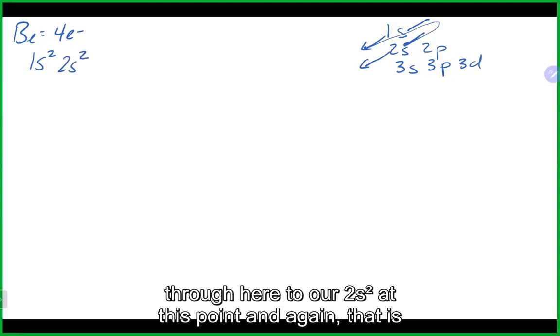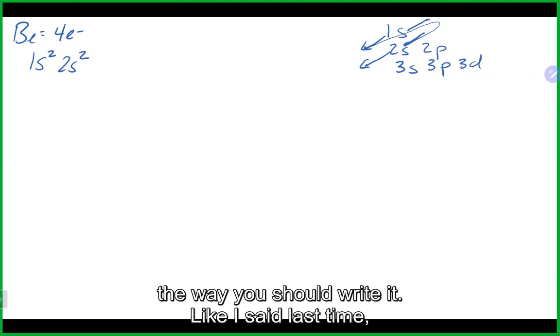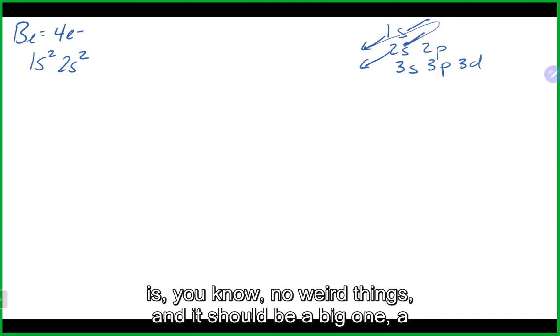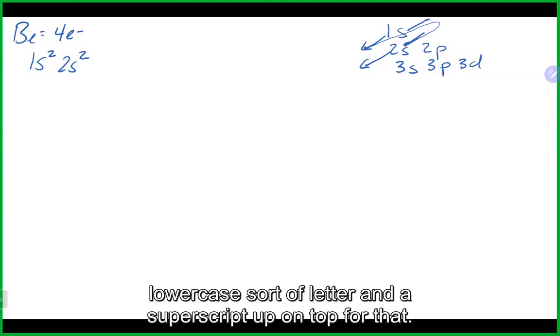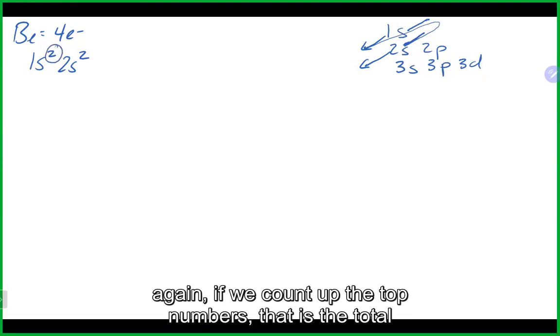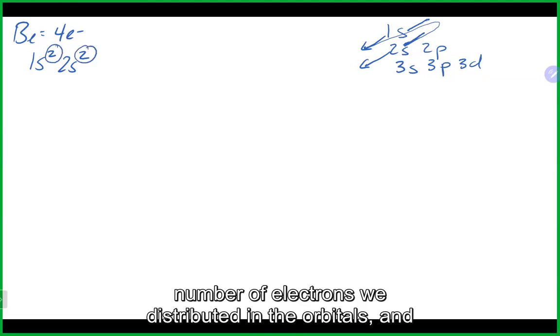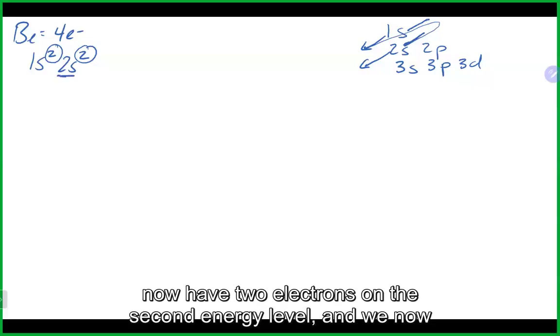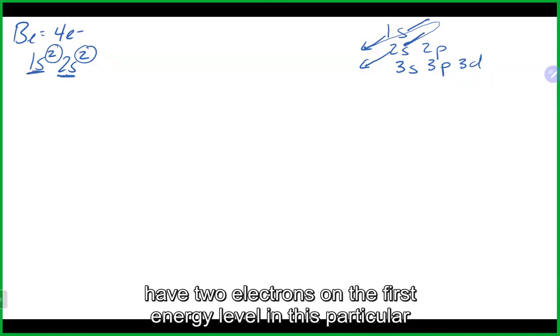And again, that is the way you should write it. Like I said last time, no weird things, and it should be a big number, a lowercase letter, and a superscript up on top. And if we count up the top numbers, that is the total number of electrons we distributed in the orbitals, and that's 4, which is obviously what we need. At this point, we now have 2 electrons on the second energy level, and 2 electrons on the first energy level in this particular case.